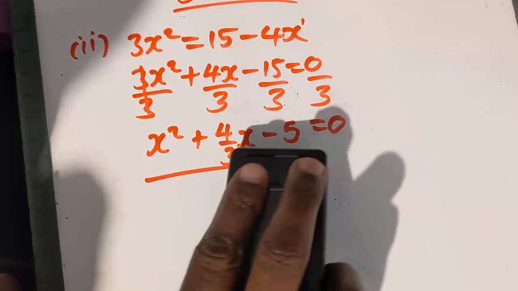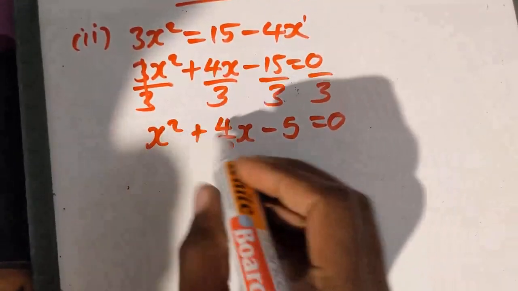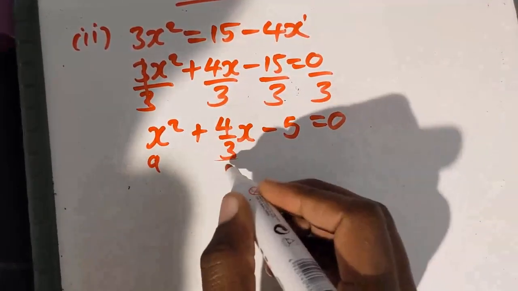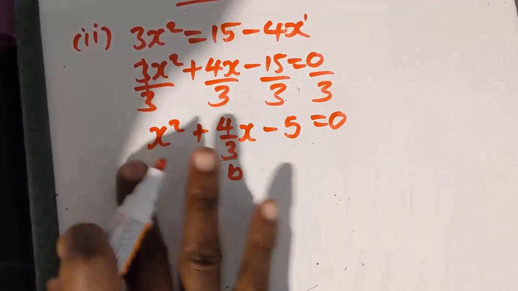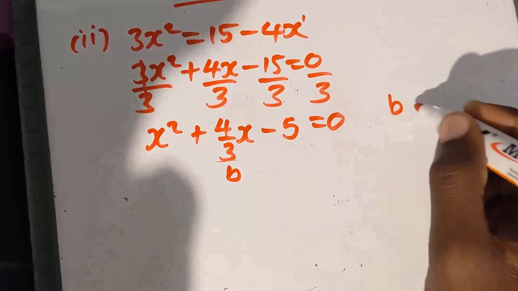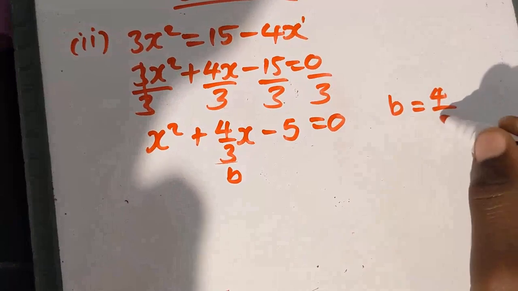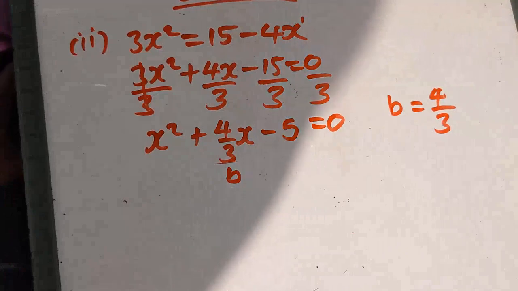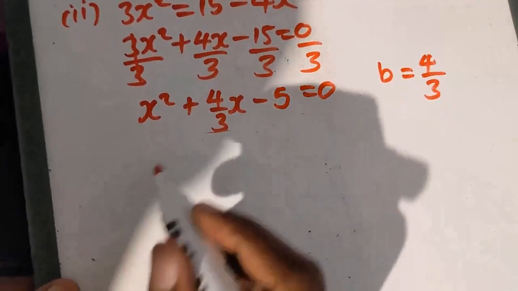Alright, now from this quadratic equation, this is our a, this is our b, this is our c. So we are only interested in what? In our b. So our b is equal to what? Is equal to 4 over what? Over 3. That is our b. Okay? So what we are going to do is, let's solve this equation according to how we solved the last equation.